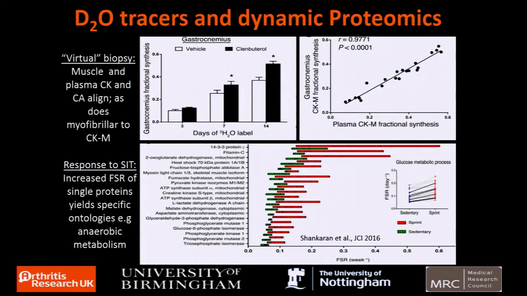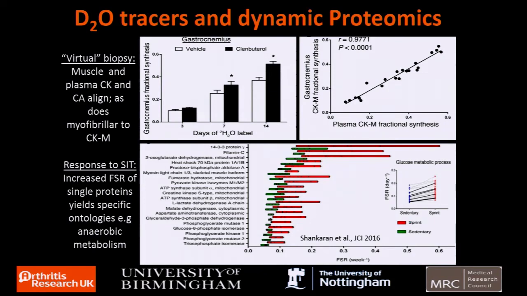One of the other things that you can do with D2O, beyond simply looking at gross FSR of muscle, is look at specific proteins per se. So you can go from looking at whole muscle like mixed lysates, you can look at specific fractions, but if you combine this approach with proteomics, what you can also do is look at individual proteins. So here's an example of how this has been used.